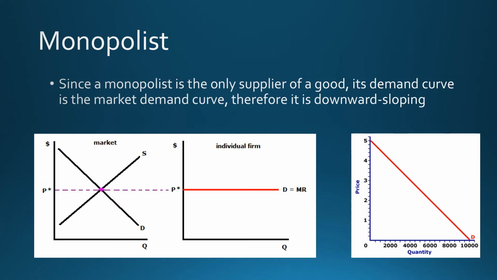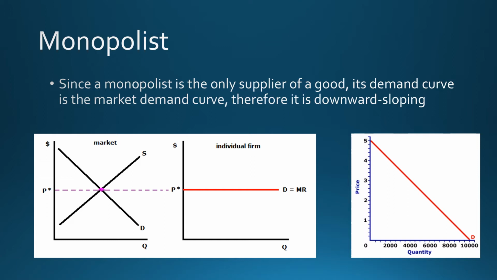Since a monopolist is the only supplier of a good, its demand curve is the market demand curve. Therefore, it is downward sloping. We already know way back from Unit 1 that we have downward sloping demand curves, so we take that as a given. Market demand curves slope downward.